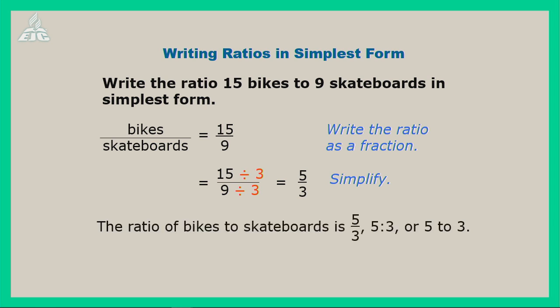The ratio of bikes to skateboards is 5:3. And I show you there where we write it, the 3 ways. Remember, ratio can be written in 3 ways: as a fraction, using the colon, and also using the word to.